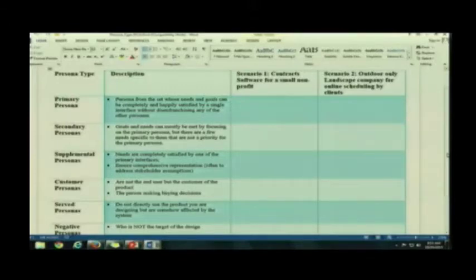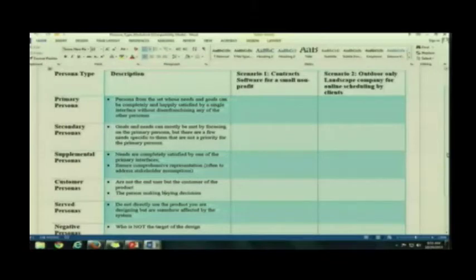All right, so this is what we're going to do. I have 2 different scenarios. We're going to go through each scenario 1 at a time. In the first column, I have all your different persona types listed. And because I didn't want to torture you too much, I included a description of what those persona types are. So what your job is going to be is I'm going to describe the scenario to you, and then you guys get to figure out and tell me who might the primary persona be, who might the secondary persona be, supplemental, customer service, negative, and so forth, for each scenario.